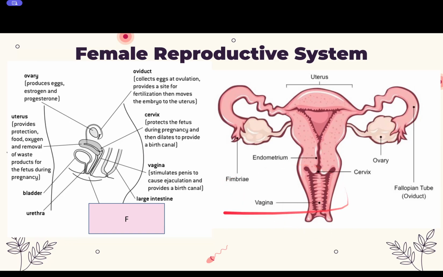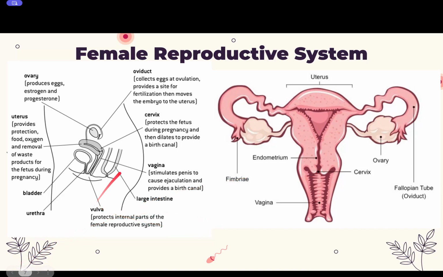E is the vagina or the vaginal canal, I think, is what it's called. And that's what stimulates the penis to cause ejaculation and also provides a general birth canal to let the baby through. And then F is the vulva, which protects all the internal parts of the female reproductive system.